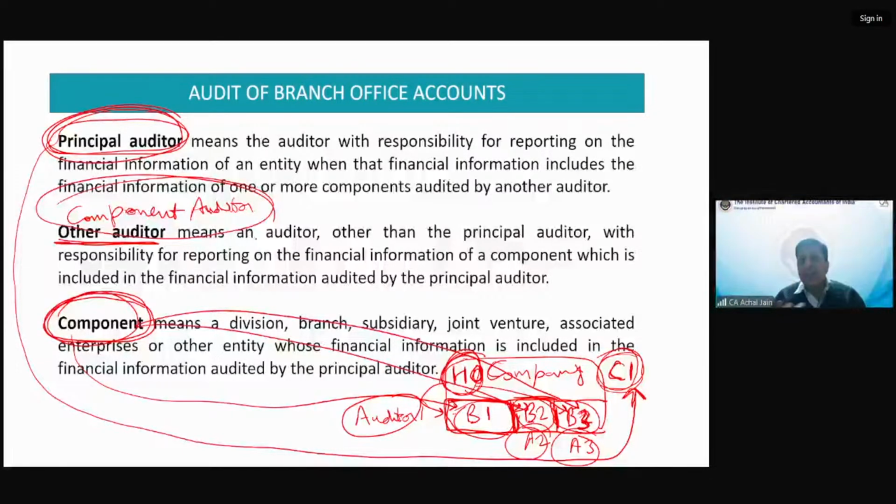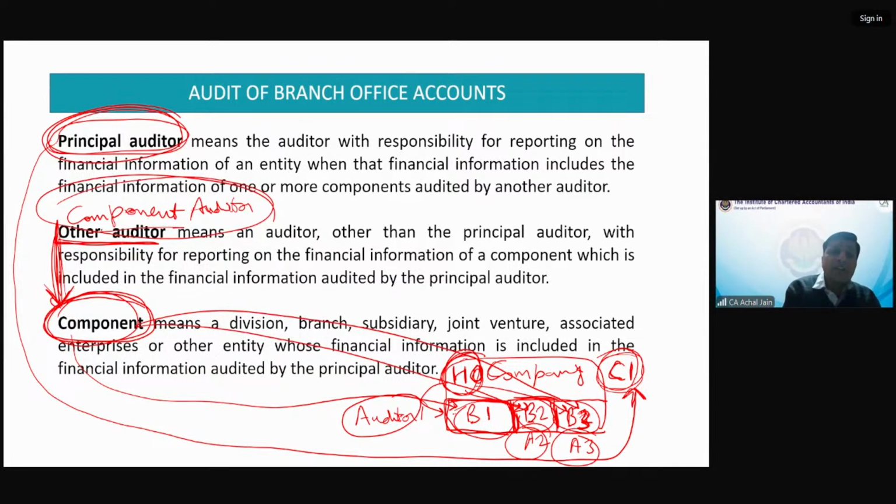Now, how is this relevant, or what is it that we need to consider here? See, all of these auditors of the component, what is their responsibility? Their responsibility is only limited to the component, not beyond the component as to what is going on. So what is happening in branch 2 is not the responsibility of the component auditor of branch 1. What is happening in branch 3 is not the responsibility of the component auditor of branch 1 or branch 2.